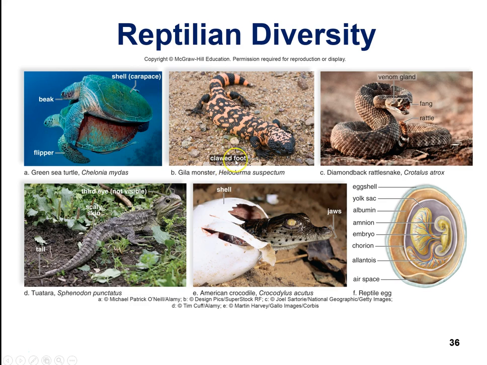Some turtles. This is showing you a Gila monster here, a lizard, and a diamondback rattlesnake. Here's this tuatara, which kind of looks like a lizard, but it has this eye over here that you can't really see. It's not visible. These guys are a separate group. And this is showing an American crocodile coming out of that shelled amniotic egg, right? The presence of the amniotic egg is a characteristic that's unique to the reptiles. We haven't seen this before, okay? We don't see this in the amphibians, we see it in the reptiles.